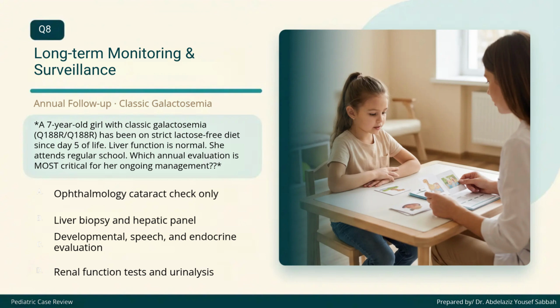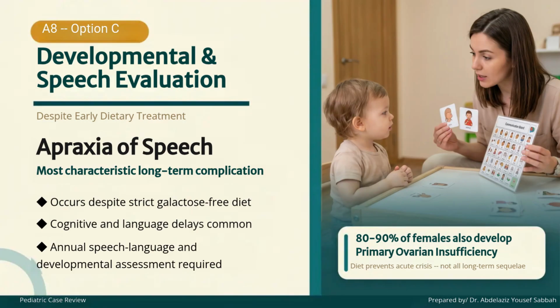Option A, ophthalmology cataract check only. Option B, liver biopsy and hepatic panel. Option C, developmental, speech, and endocrine evaluation. Option D, renal function tests, and urinalysis. The correct answer is option C, developmental, speech, and endocrine evaluation.